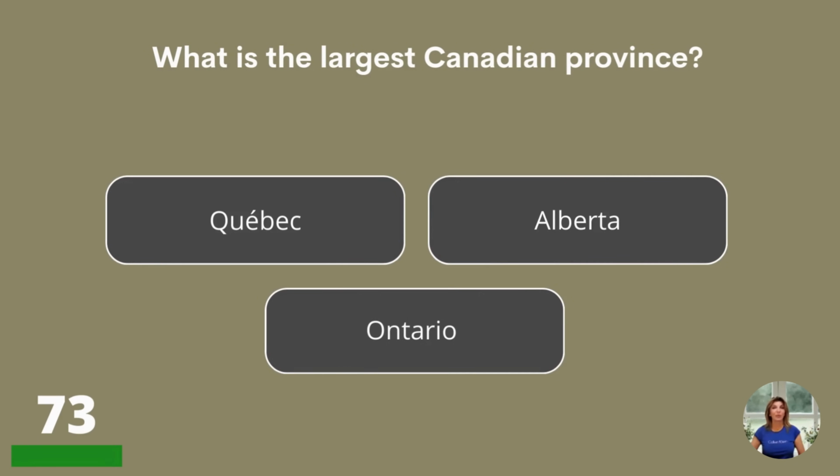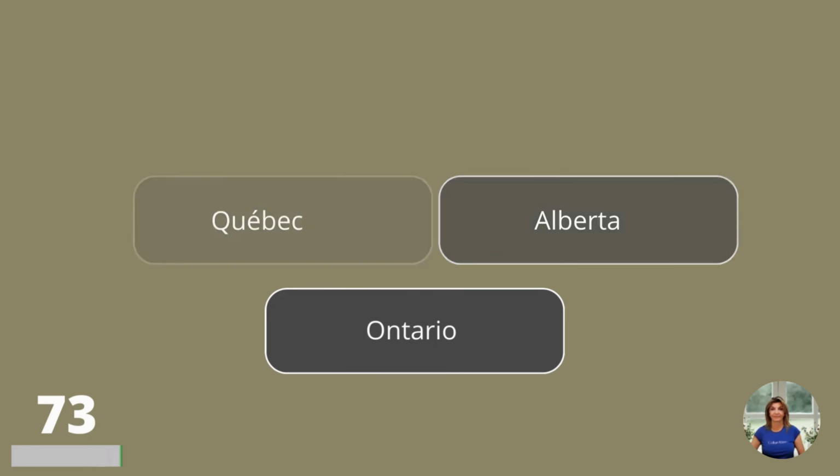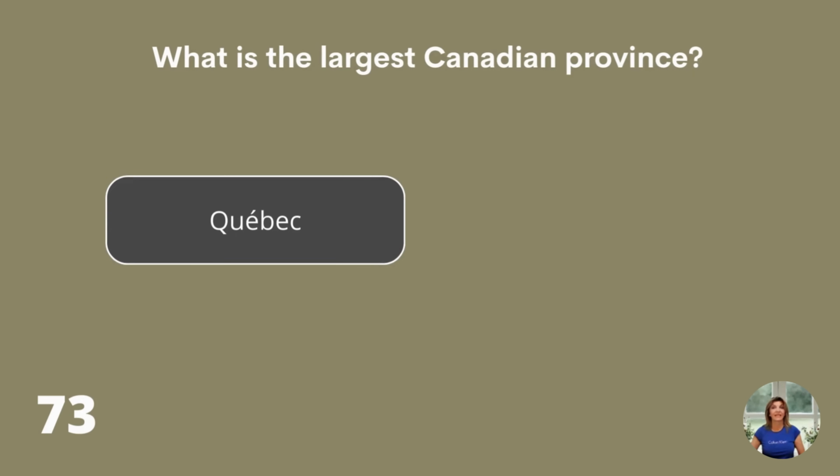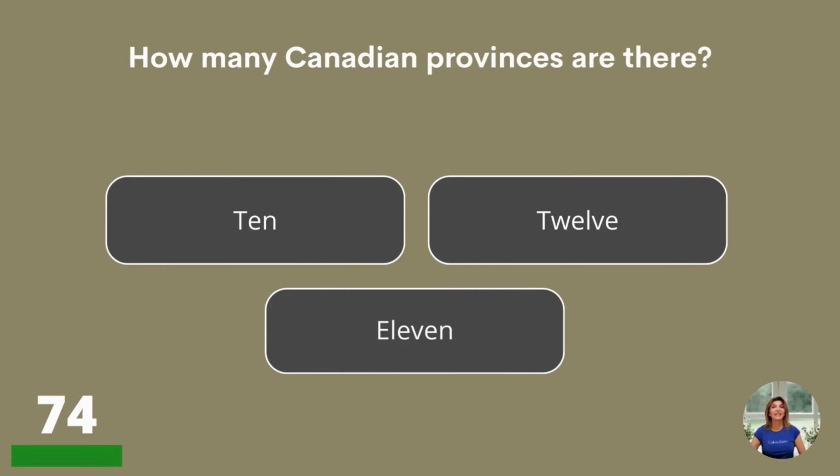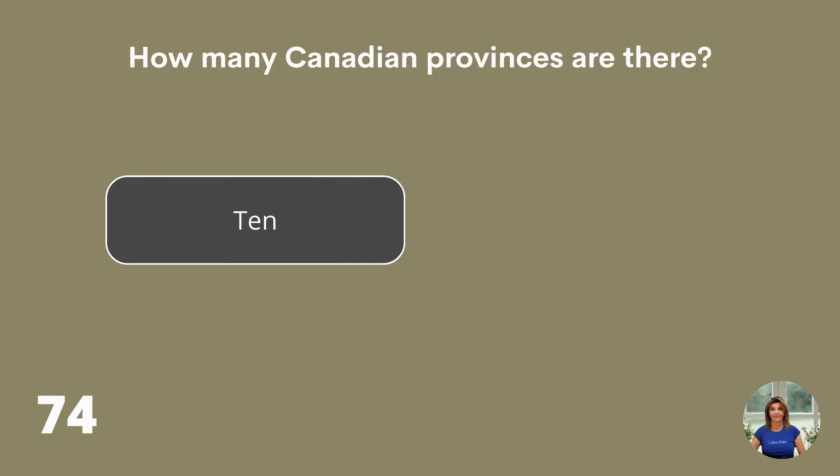What is the largest Canadian province? Quebec, Alberta, or Ontario? Quebec. How many Canadian provinces are there? 10, 12, or 11? Ten.